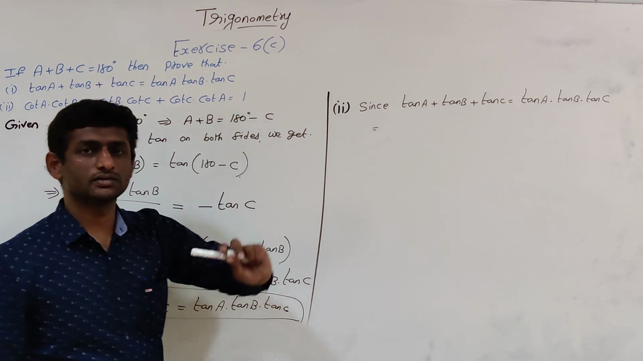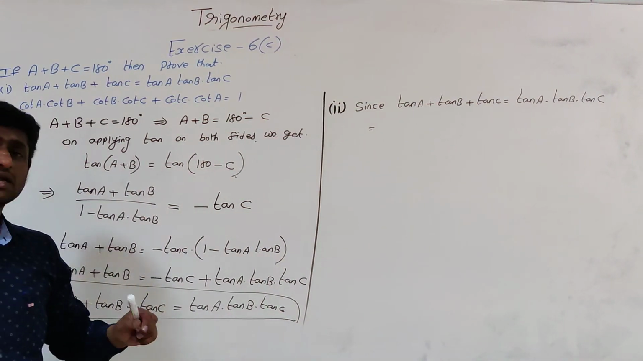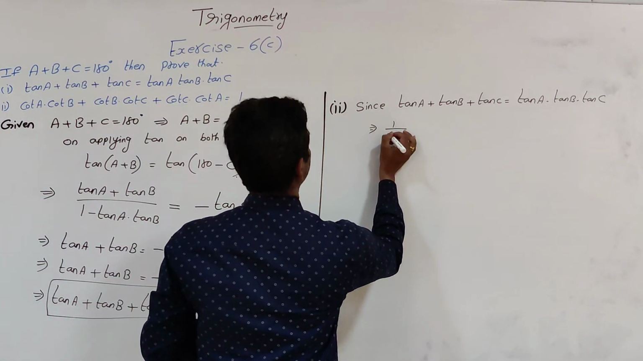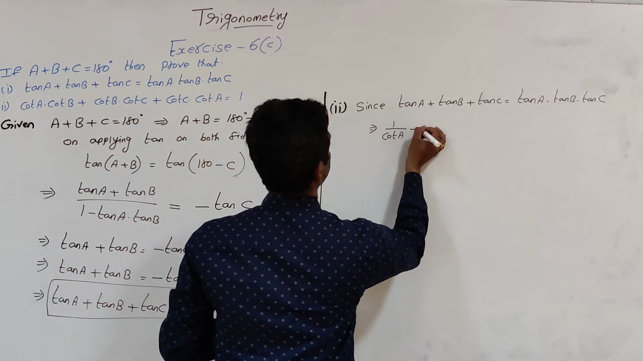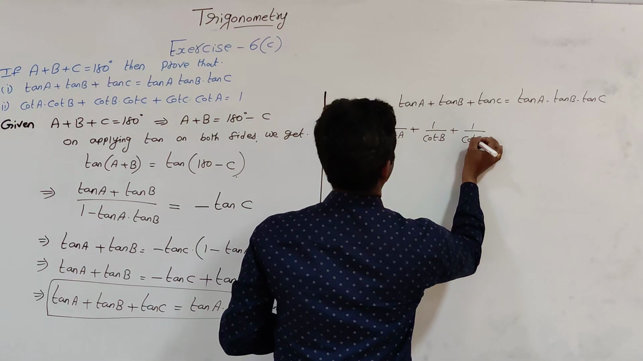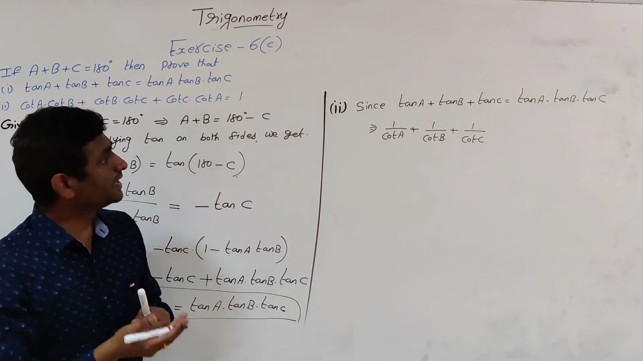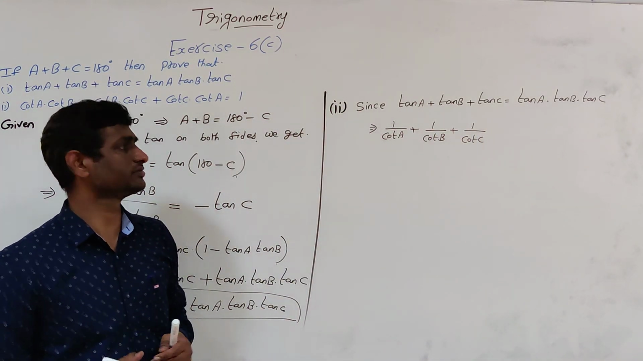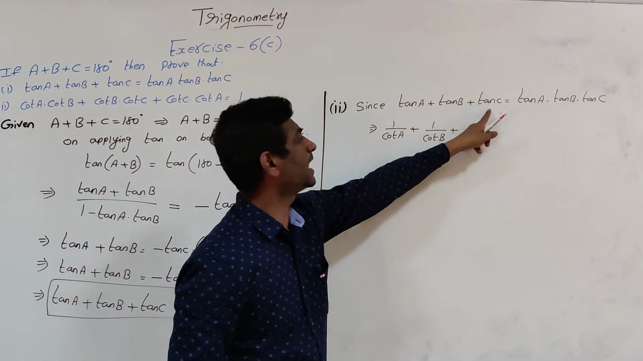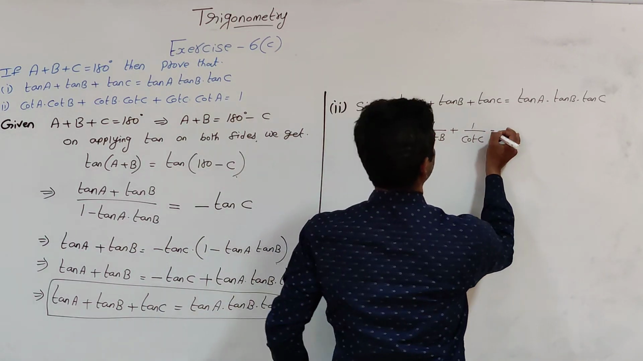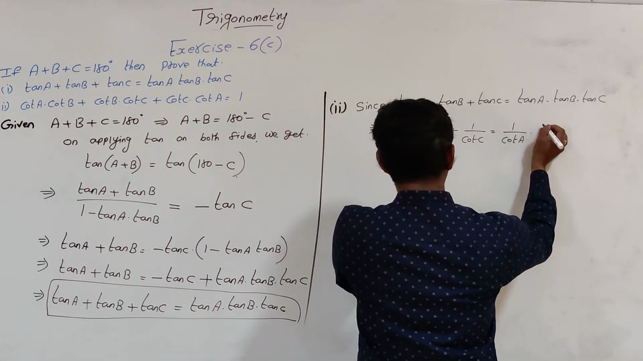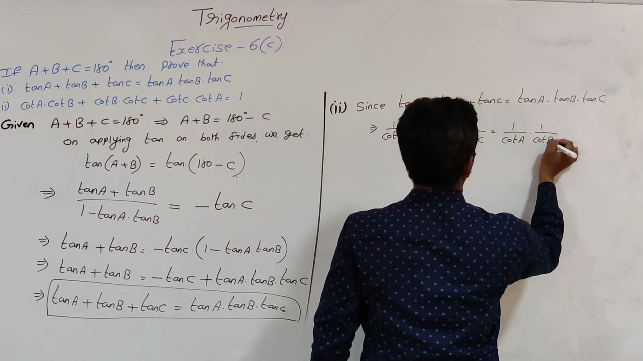What is tan A? Tan A can be written as 1 by cot A, plus 1 by cot B, plus 1 by cot C. Means we are writing tan in terms of cot. So tan A is 1 by cot A, plus tan B is 1 by cot B, plus tan C is 1 by cot C. And on the RHS it will be 1 by cot A into 1 by cot B into 1 by cot C.